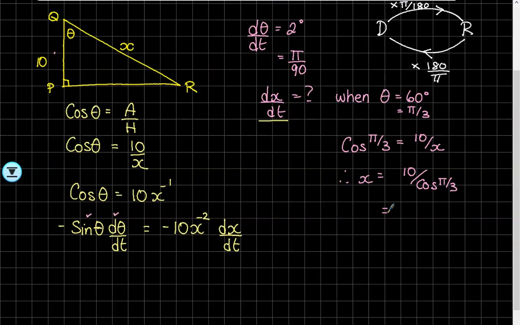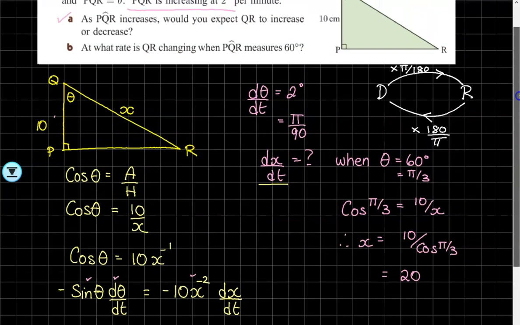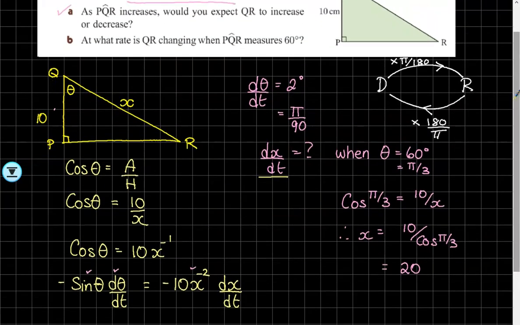I'm still old school, so we know that cos of 60 is a half. But if you are going to your calculators, then you might as well convert it to radians, and then away you go. So now we've got everything here. It's just a matter of simple algebra, rearrange, get dx by dt by itself. Find your final dx by dt. What do you have to state? Put that little thing at the end, make sure you've got units, and say that PQR is increasing or decreasing at that rate. Get in the swing of that.